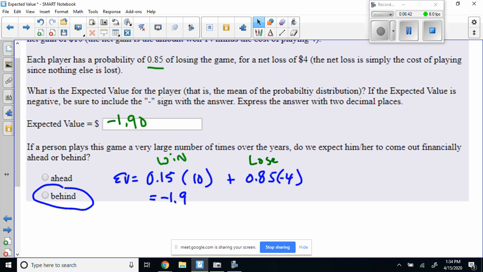Yeah, it's negative. Now, if it was to come out to be positive, then he'd be ahead. Well, it depends on theoretically how much he's going to get back, right? If his expected value is greater than the cost to play the game, then they'll make money, like more money. So, all right, next.